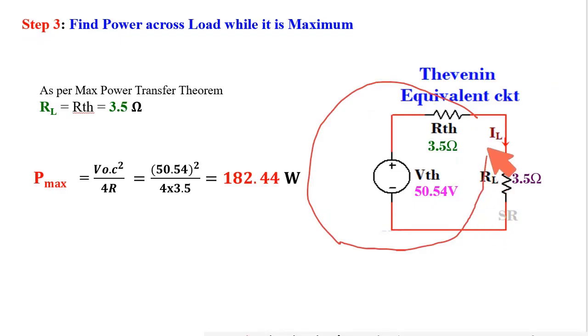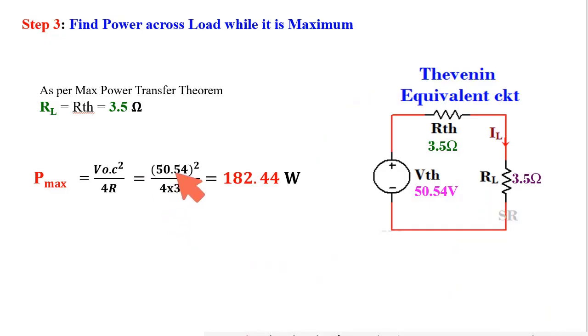So this is the equivalent Thevenin circuit. Thevenin voltage is 50.54, Thevenin resistance is 3.5. Now to get the maximum power at the load, the load resistance should be equal to this, that is 3.5 ohm. Putting the value of open circuit voltage, that is VTH, in this equation to get maximum power, I got the maximum power is 182.44 watt.